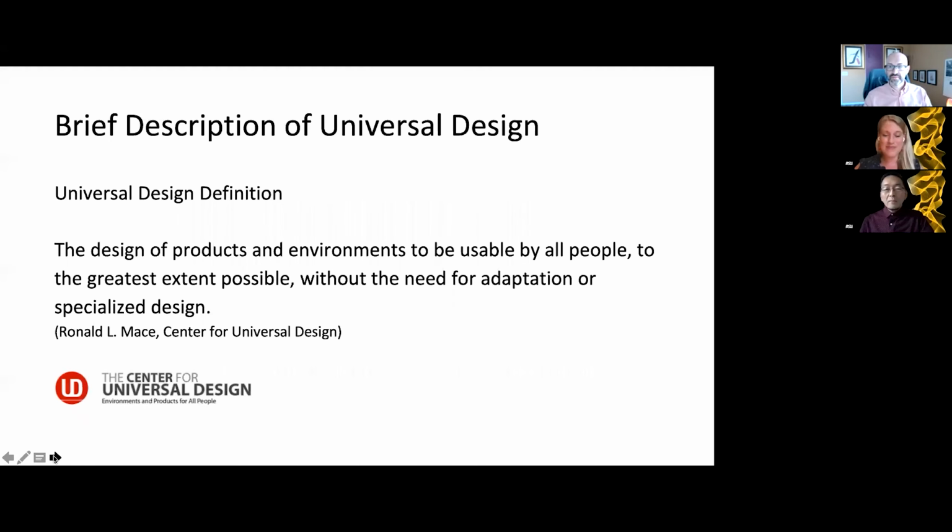So I want to begin by just really basically defining what universal design is, and I will use the original definition that came out of the Center for Universal Design in the US by Ronald Mace. Universal design: the design of products and environments to be usable by all people to the greatest extent possible without the need for adaptation or specialized design.